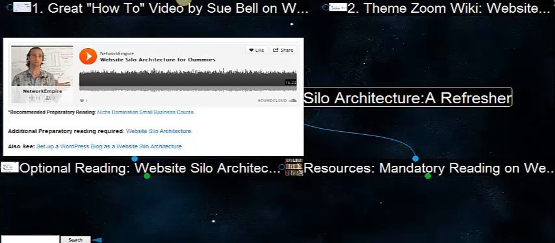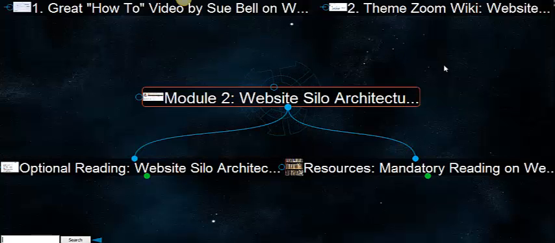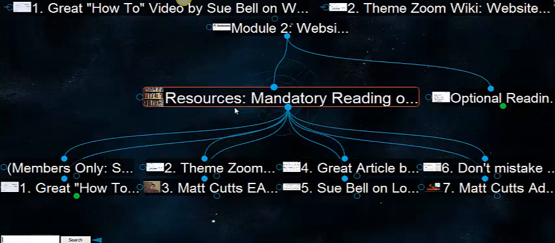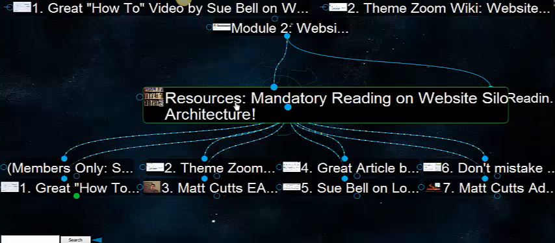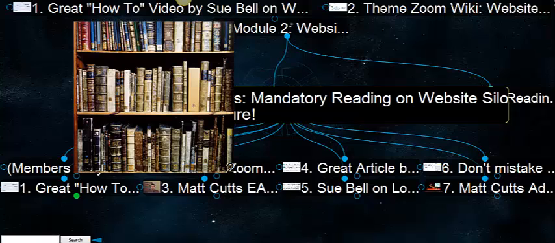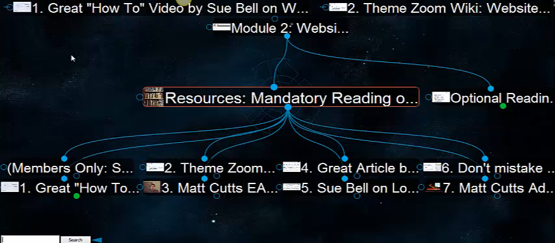I give you an analogy based on shouts and whispers, a kind of human analogy for how Google perceives website silo architecture and inbound linking. If that analogy doesn't work for you, there's plenty of other videos that you need to be caught up on, and we give those to you in the material. The resource that we're recommending is the mandatory reading on website silo architecture that Sue Bell has laid down. We do have an archive or a library of really good stuff. Let's go through some of that.